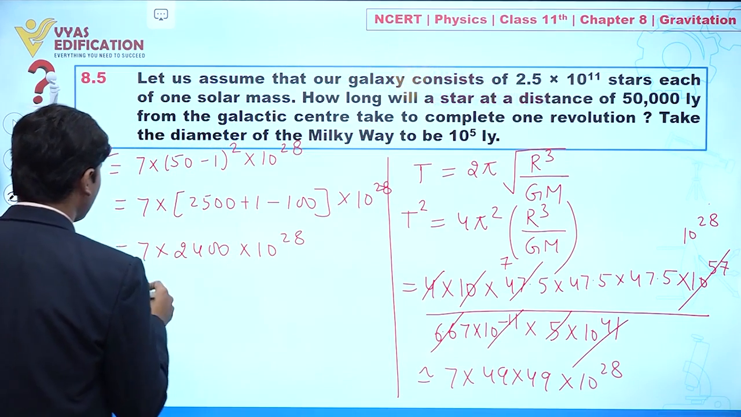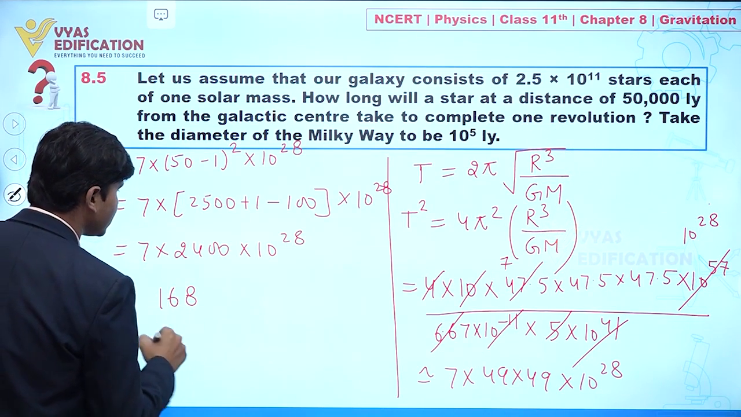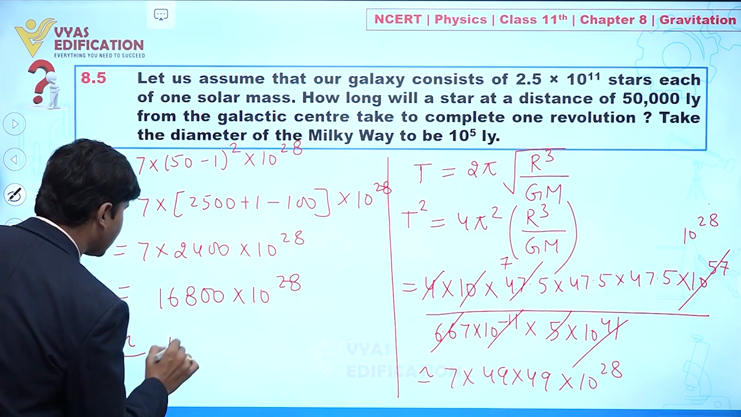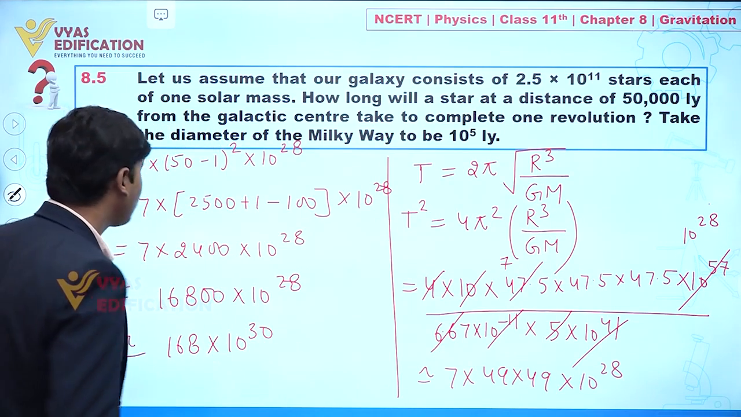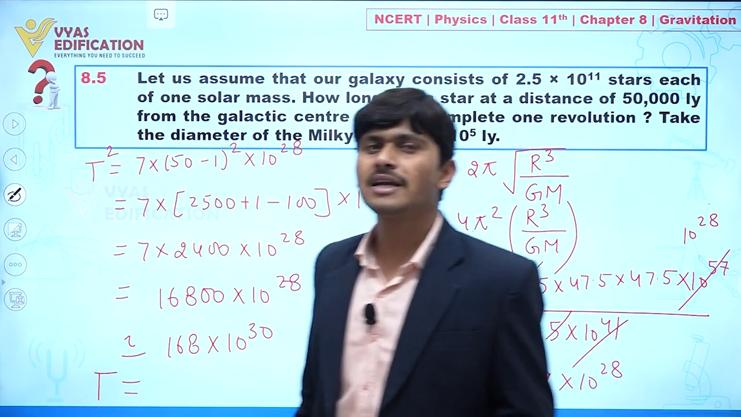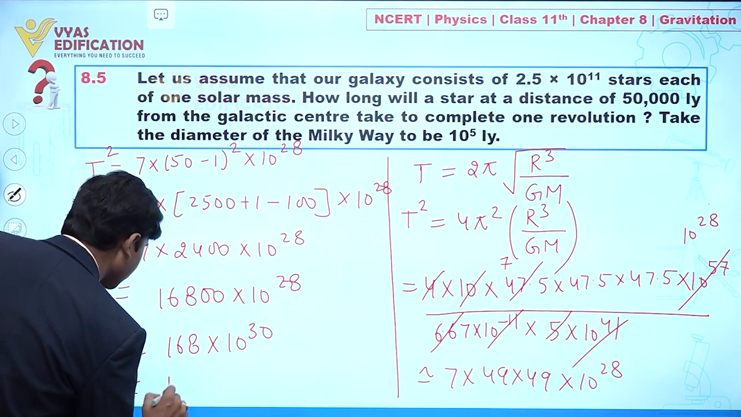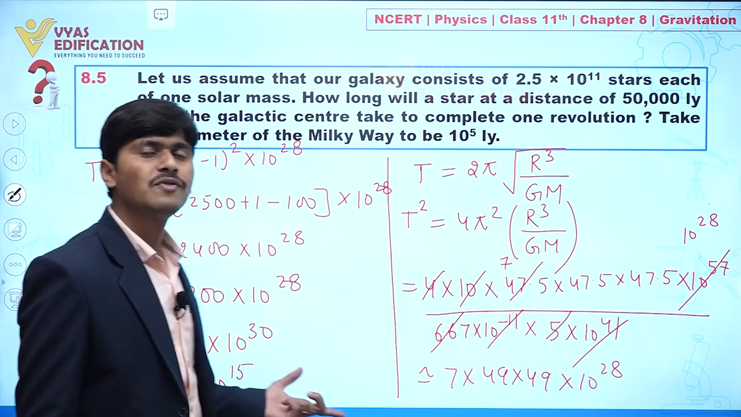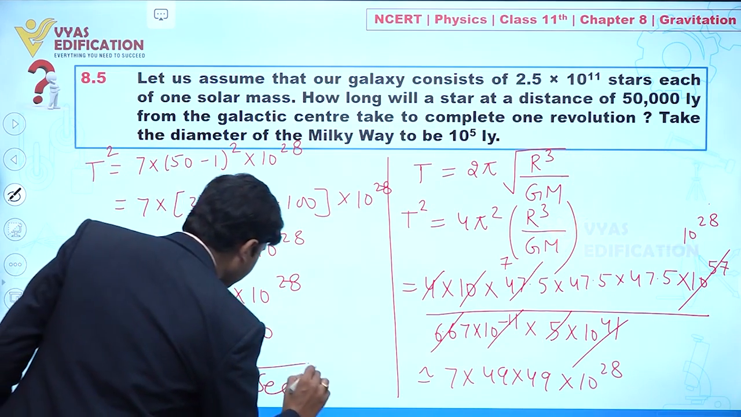Now if you multiply it, here we have 28 and we have 2, so this is 100 into 10 to the power 28. So from here we get 168 into 10 to the power 30. Now if I take the square root, we can see 169, approximately equal to 169, which has square root 13. So we have 13 into 10 to the power 15, and this value we are getting in seconds. So this is the answer to our question.